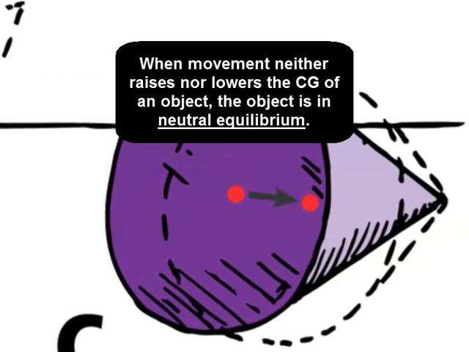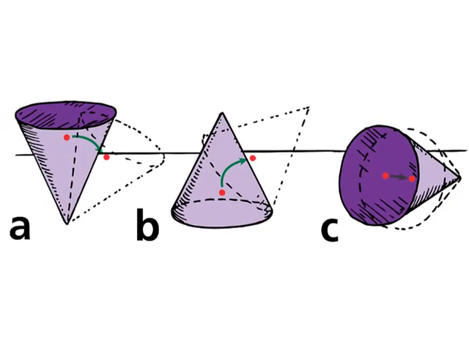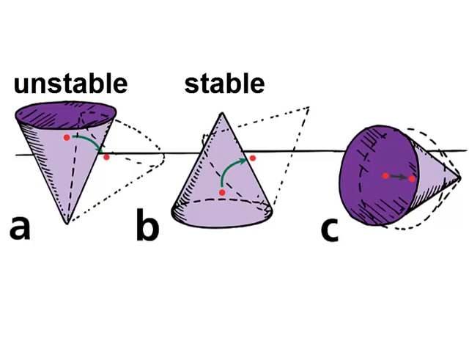A cone lying on its side is balanced so that any small movement neither raises nor lowers its center of gravity. The cone is in neutral equilibrium. Equilibrium is unstable when the CG is lowered with displacement. Equilibrium is stable when work must be done to raise the CG. Equilibrium is neutral when displacement neither raises nor lowers the CG.